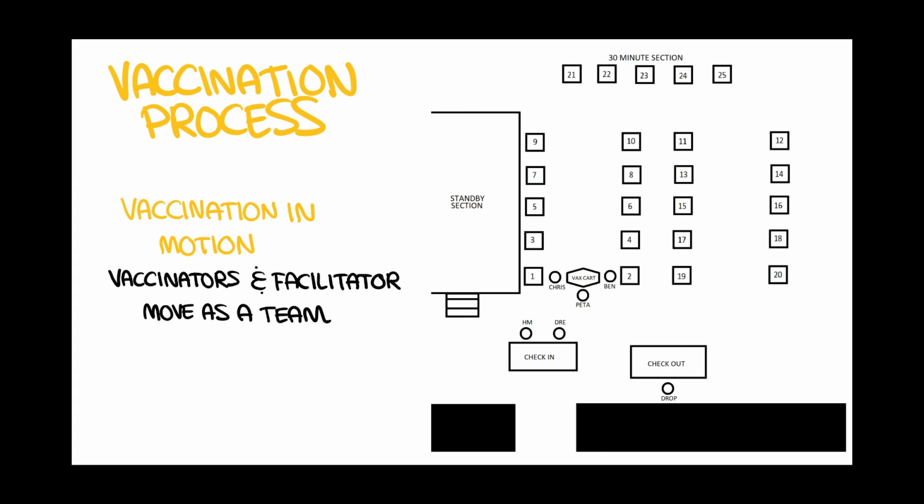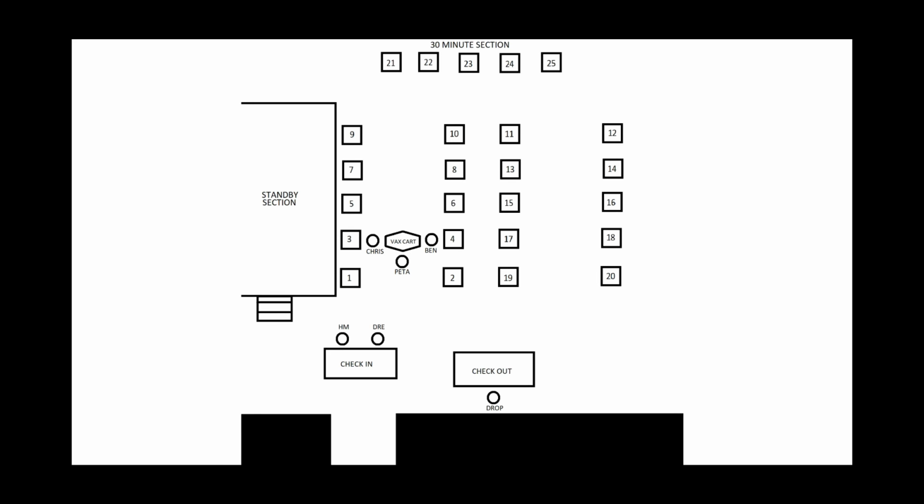So with the vaccination in motion, vaccinators and facilitator are going to move as a team. So it's essentially going to be looking like this. Immunize these people, then move on. Vaccinate, move, then go ahead and load more vaccines or wait for the next chairs to fill in, and then continue. Load more vaccines, and then repeat. And so it's just going to be this circle.